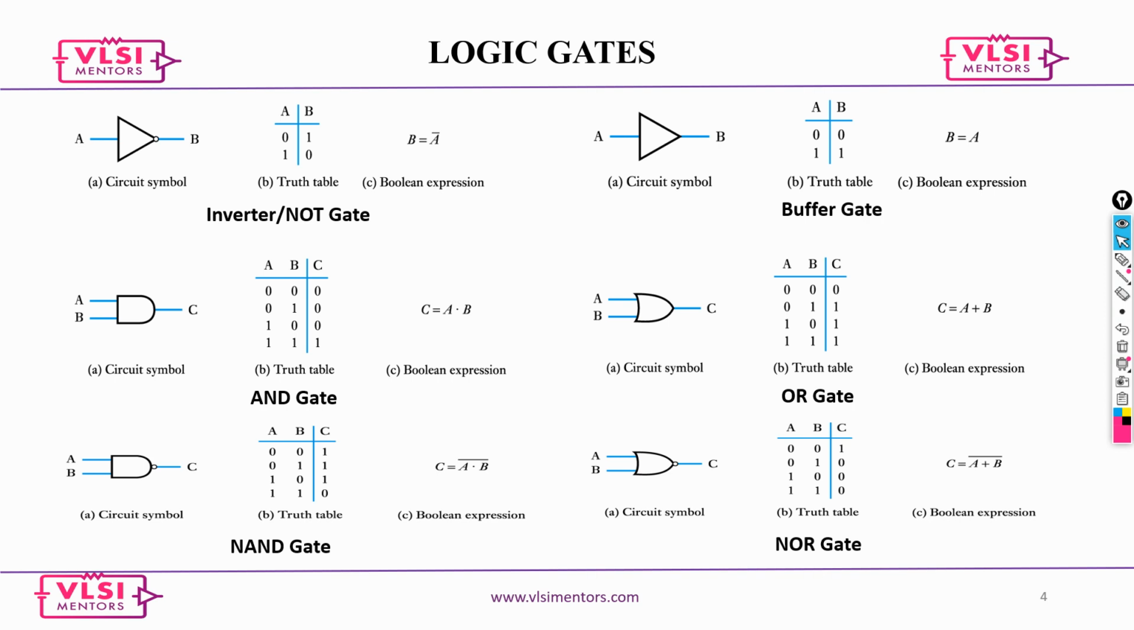What are the different gates that you're actually checking or you're seeing in this?